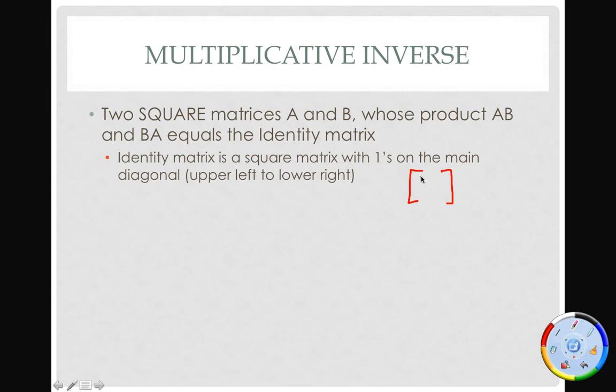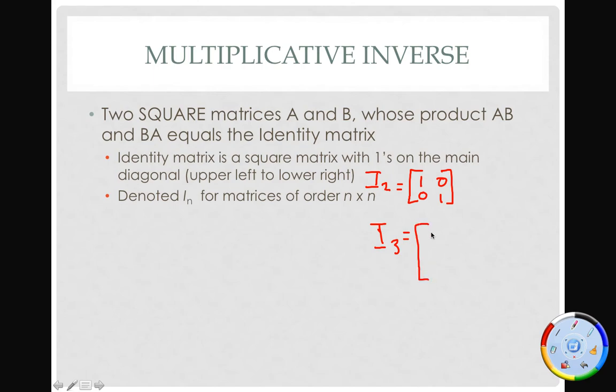So for a 2 by 2, it would look like this. Ones are on the main diagonal, and zeros fill in the rest. This is denoted I sub 2 because it's the identity matrix for a 2 by 2. If I was to do I3, the identity matrix for a 3 by 3, I would have ones along this diagonal and zeros that fill in the rest. And this continues for all sizes. I4 would have 4 ones and then a whole bunch of zeros that fill it in.